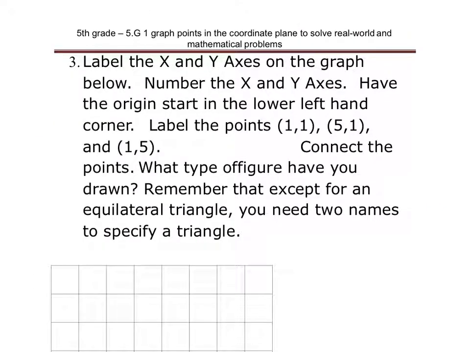So in the next problem, we're going to do the same as before, label the x and y axes and number them. Then we're going to label the points 1, 1, 5, 1, and 1, 5. Connect them, and what kind of figure do we have there? So we need 2 names to name this triangle.